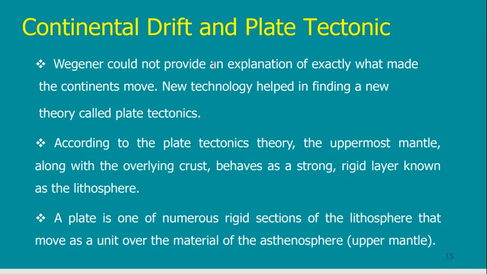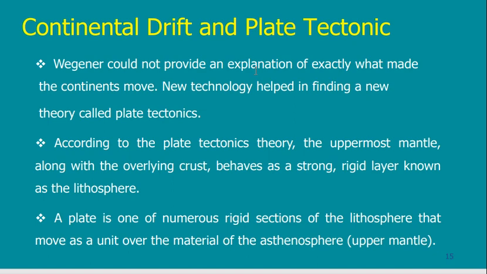Wagner could not provide an explanation of exactly what made the continents move. Now, Wagner managed to prove that they were one piece one day, but he could not present it. He passed away before having the time to prove that. So what is missing in the theory of Wagner is why the continents moved. It's not logical that I have a continent here and then after millions of years I find it in another place. What is the reason for that?